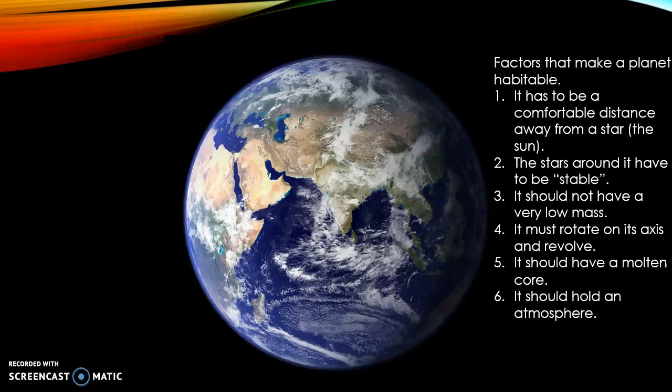For a planet to sustain life, it has to be a comfortable distance away from a star, such as the sun of our solar system. Around a star, there is a shell-shaped region of space called the habitable zone, where a planet can maintain liquid water on the surface. If a planet lies in this region, then there are good chances for the habitability of life on the surface of that planet.